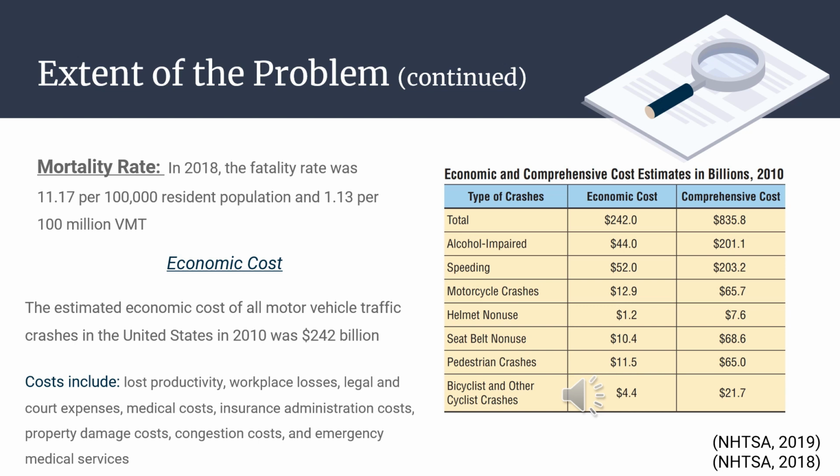Continuing on with the extent of the problem, we can discuss the mortality rate, which, as we learned in EPI, is defined as the number of people who die from a particular problem or disease. In this case, we are talking about motor vehicle accidents. In 2018, the fatality rate was 11.17 per 100,000 resident population and 1.13 per 100 million VMT.